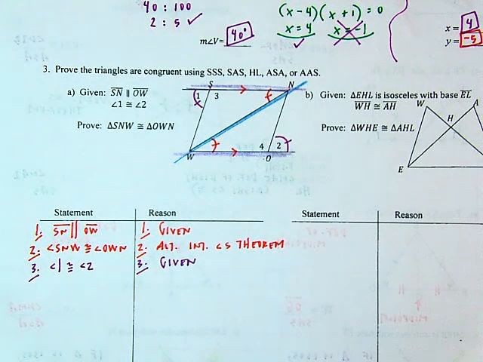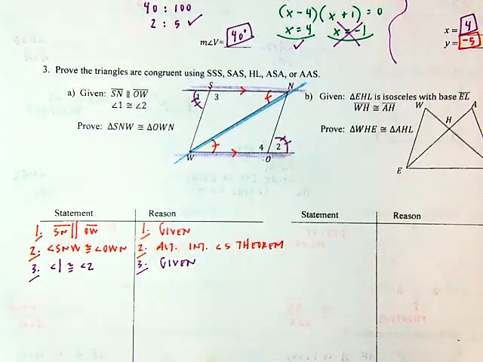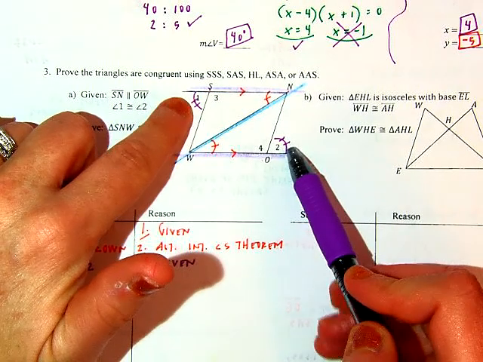Okay, but those angles are outside of my triangles. I want to get inside. Oh, and I need to give it a double tick mark as well. Okay, I need to get inside of my triangles. So what I know right now is that these are congruent.